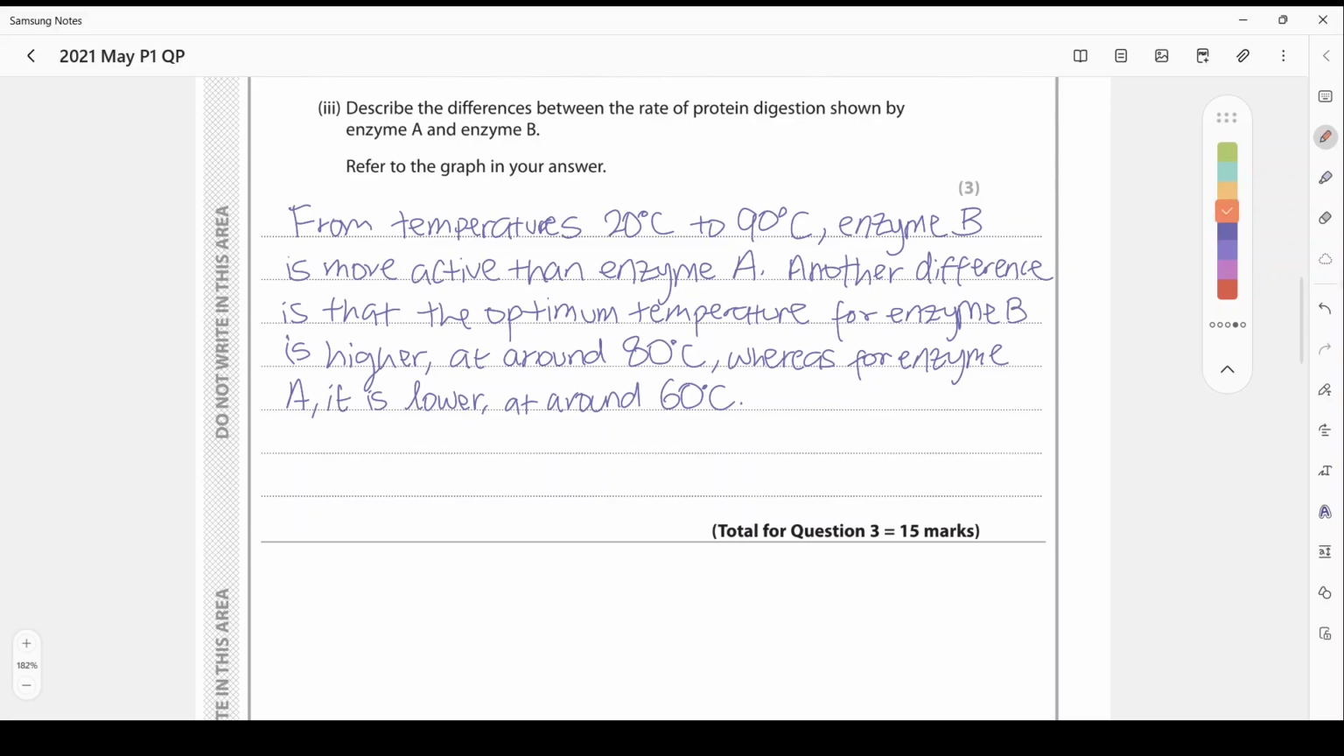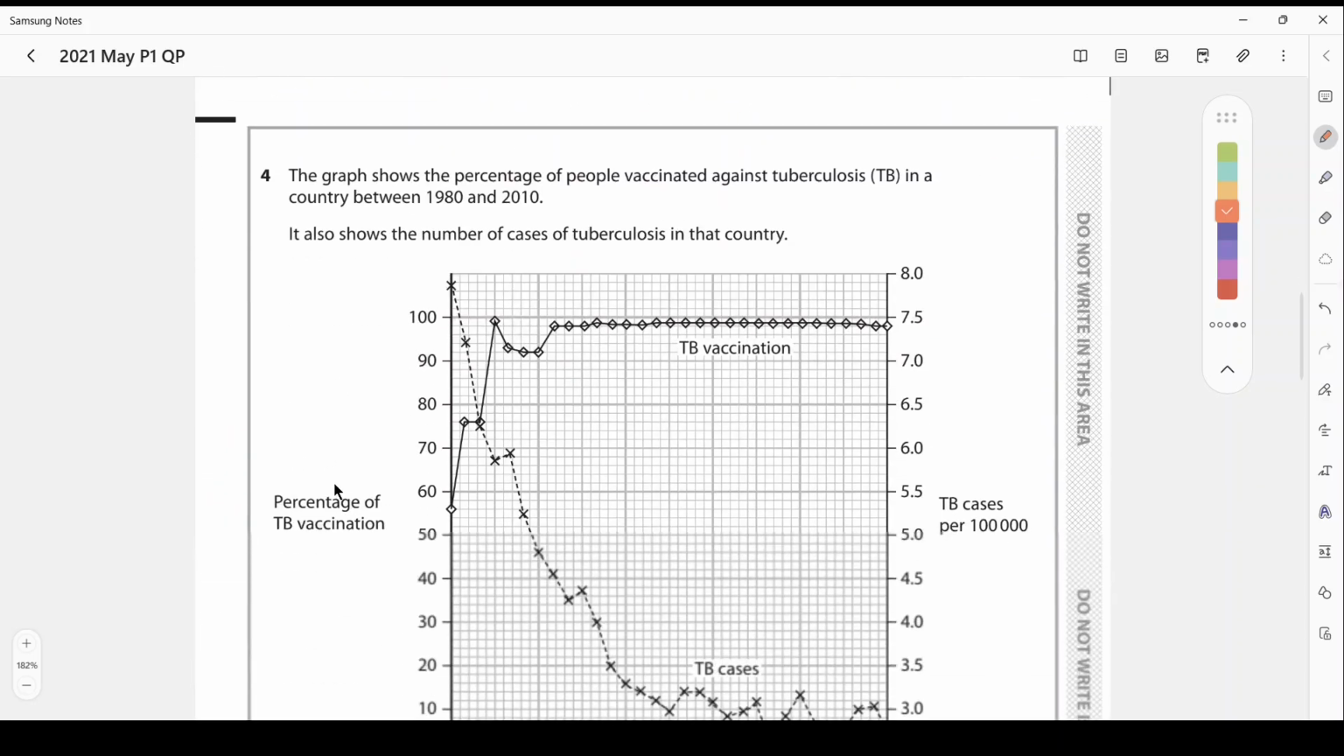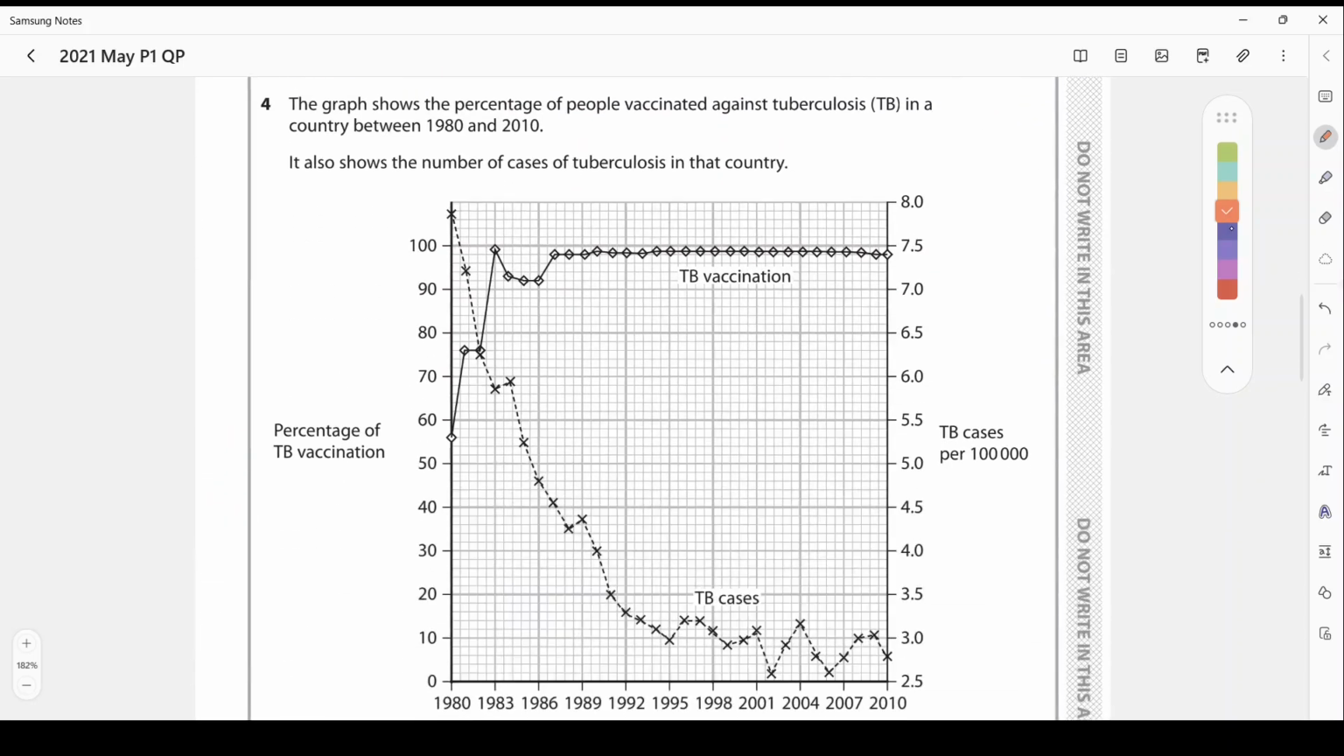So the marks are B is more active. B is more active, that's 1 mark over a greater range of temperatures. So I wrote from temperatures 20 degrees to 90 degrees. And then the 3rd mark would be there's a higher optimum temperature for enzyme B. All right, let's continue on to question 4.